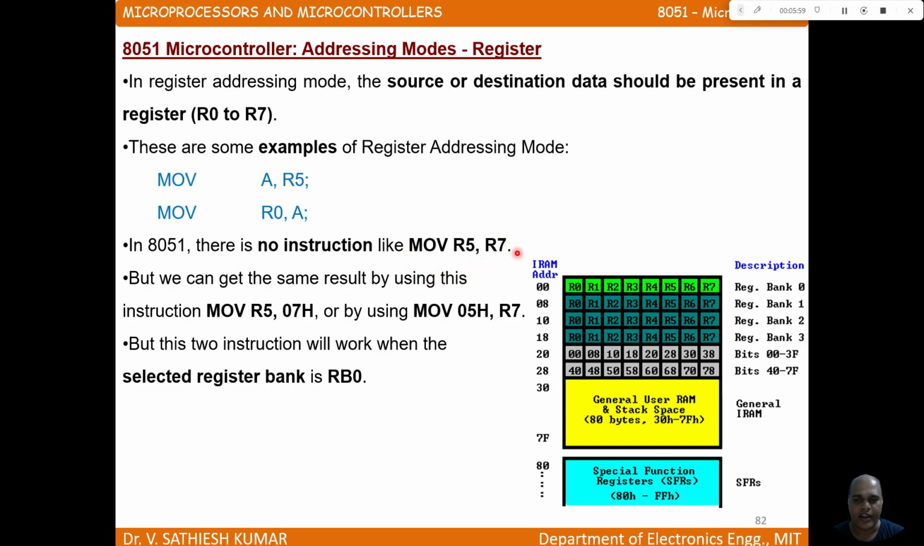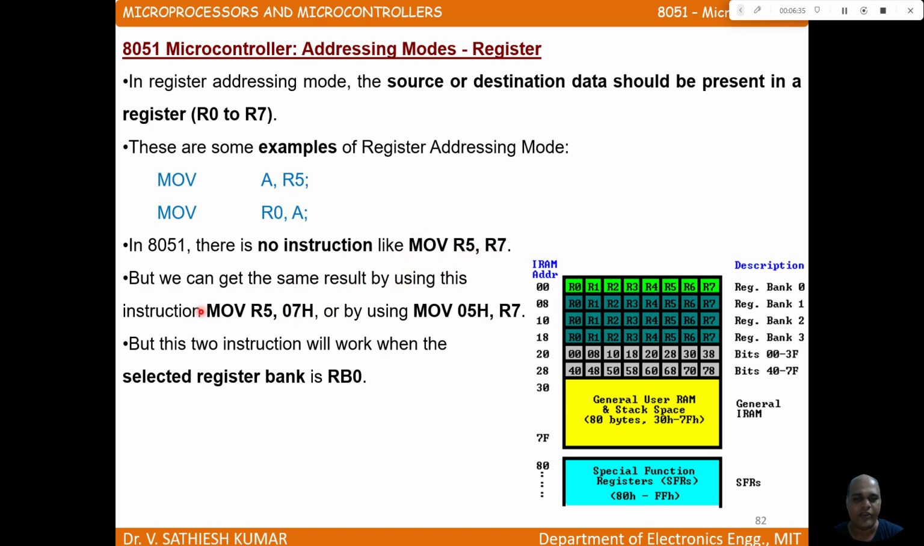If I want to move data from R7, instead of using it as R7, I can give the RAM address of R7. If we operate in bank 0, then one register I can use as R5, and another register I can use as an address location. The R7 address is nothing but 7. So we can write the instruction MOV R5, 07, where 07 means R7. We can't use it directly as R5, R7.